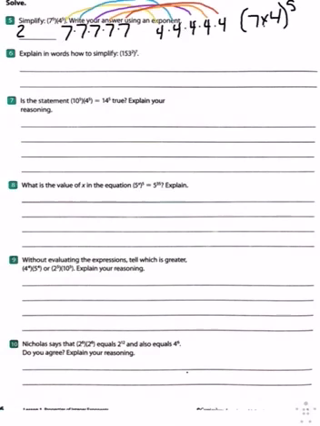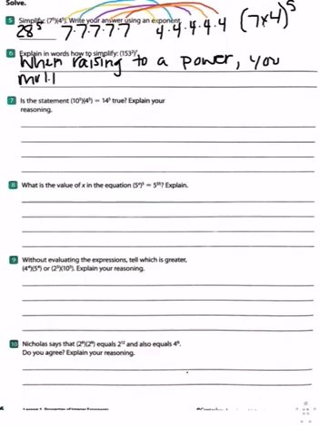Number 6, explain in words how to simplify 15 to the 3 squared raised to the seventh power. So, explain in words. When raising to a power, you multiply the exponents. In this case, you would multiply 2 times 7.